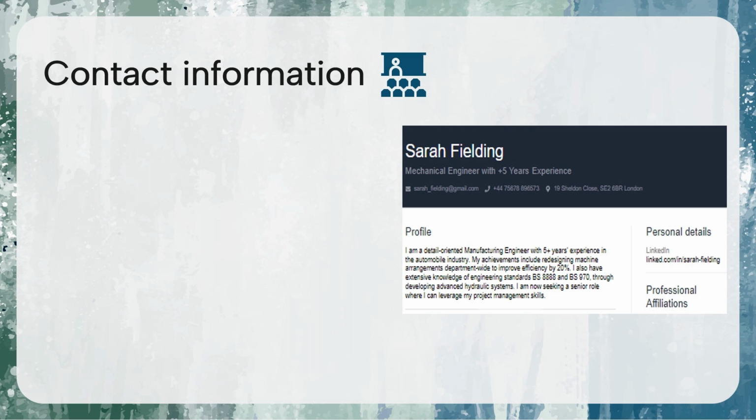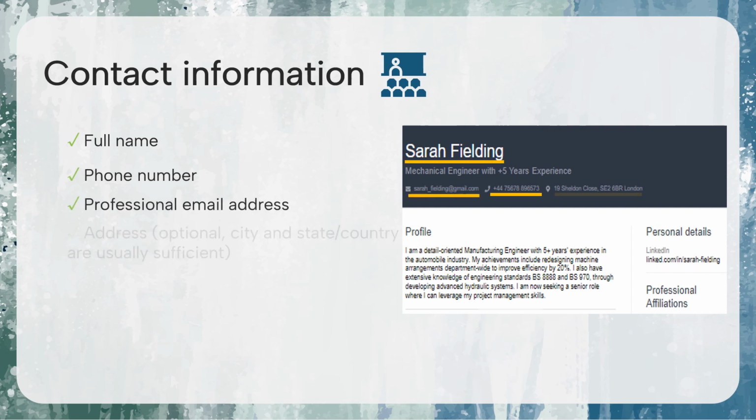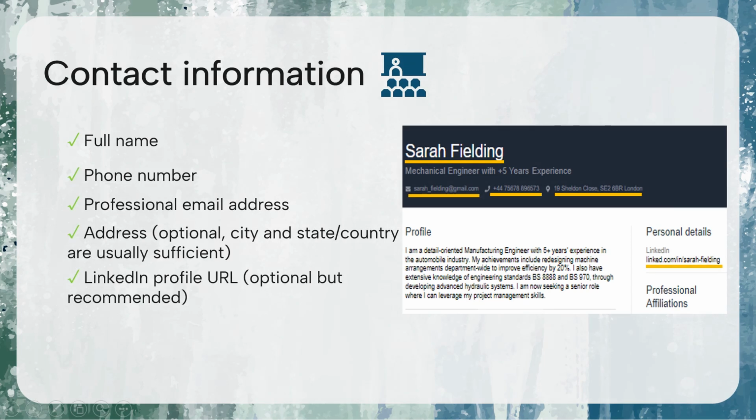Now, let's begin with the contact information section. This is usually at the top of your CV, and this section will provide employers with essential details to reach you. And here is what you should include in your contact information: your full name, phone number, professional email address, your address, and your LinkedIn profile. Actually, address and LinkedIn profile are optional. However, I really recommend you include your LinkedIn profile if it is up to date and reflects your professional brand.